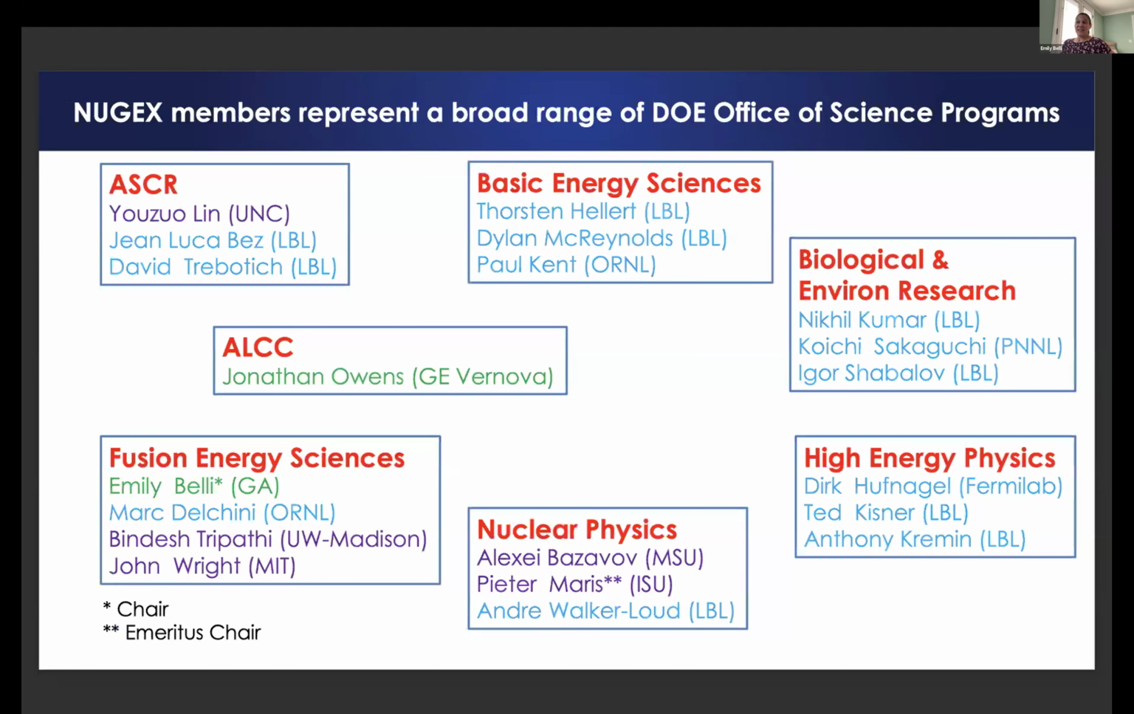So NUGEx presently consists of about 20 members and represents a broad range of DOE Office of Science programs, including ASCR, fusion, basic energy sciences, nuclear physics, biological and environmental research, and high energy physics. And the group is dominantly members from national labs, as seen here highlighted in blue, representing over 50% of our members. But we also have members from universities who are highlighted in purple, and even from industry, like myself, in green, from all across the US.